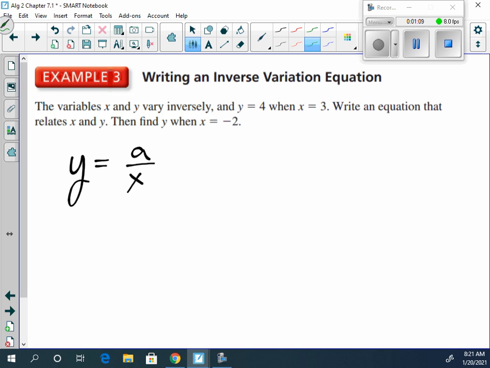Now, we're given some information. y is equal to 4 when x is equal to 3. Yes? So we could plug that in using this equation. And if I plug it in, well, I would say what? Why is this helpful? Well, I can find the value of a, yes? So what would I need to do to find the value of a?